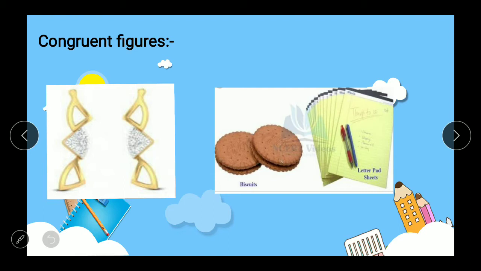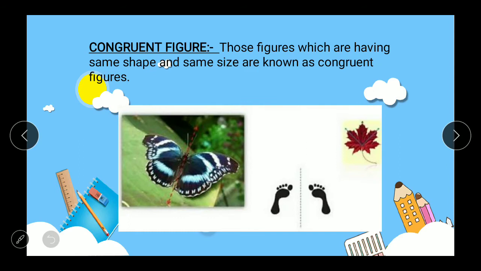Students, we can take more examples. Like in this picture, I have a butterfly which has a line of symmetry in the middle. Left and right wing of the butterfly are exactly the same. Whenever the butterfly closes its wings, they will superimpose each other, meaning they are exactly the same in shape and size, and hence they are congruent.